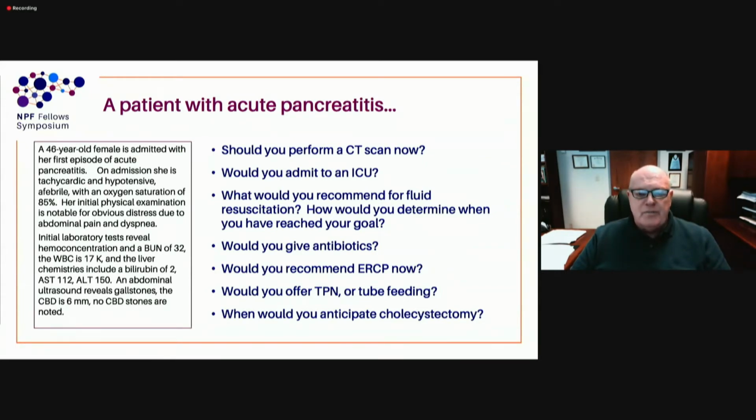And so I might pose some clinical questions to all of you. So should you order a CT scan now? Does this patient belong in an ICU? What would you recommend for fluid? How would you determine when you've reached your goal? Would you give antibiotics to this patient? Would you send them for an ERCP now? Would you offer some type of nutrition support like TPN or tube feeding? And when would you anticipate cholecystectomy? So these are clinical questions for which we obviously would like evidence-based and solid answers.